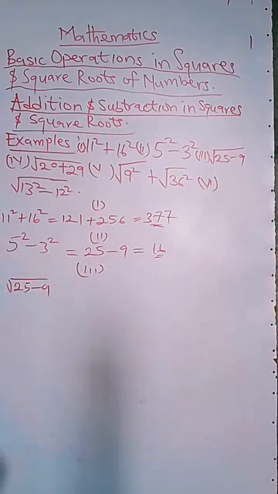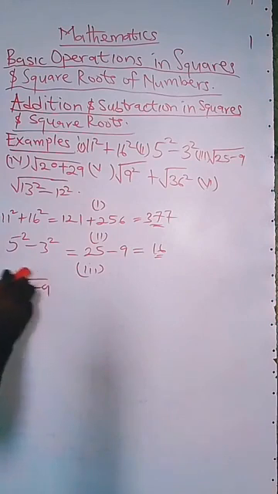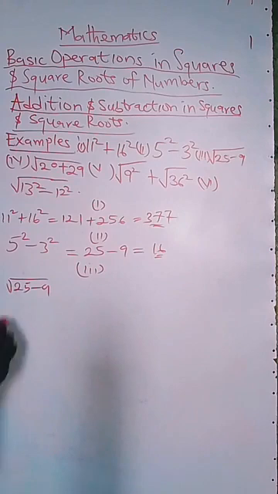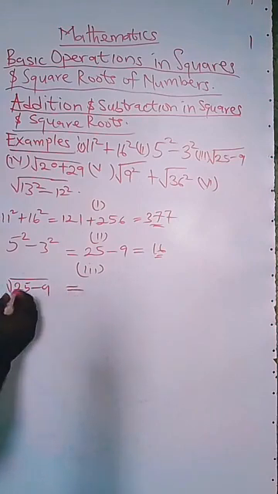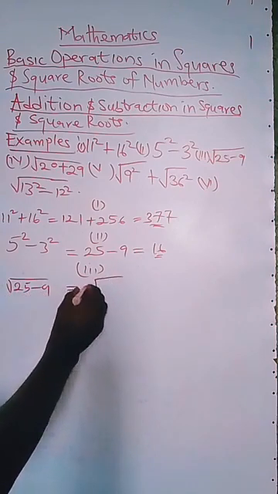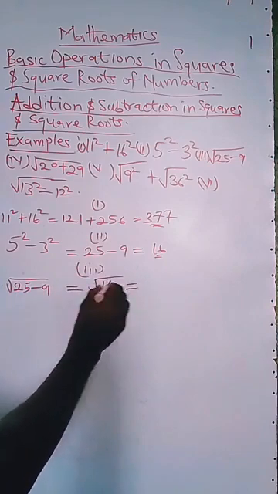Under this, please be careful. When you have addition or subtraction inside the square root, solve everything inside the square root first before you find the square root, to avoid error. Let's go. This will be 25 minus 9, square root of 16. So square root of 16 is 4.